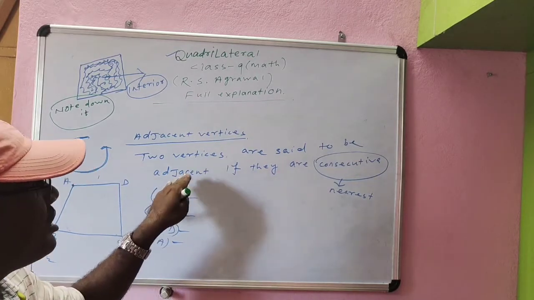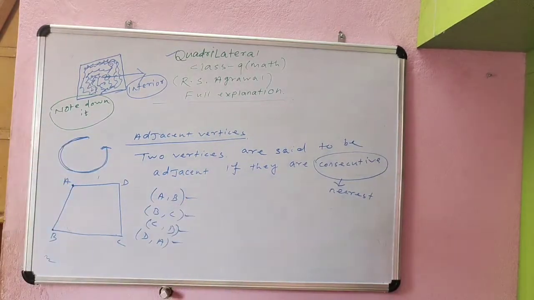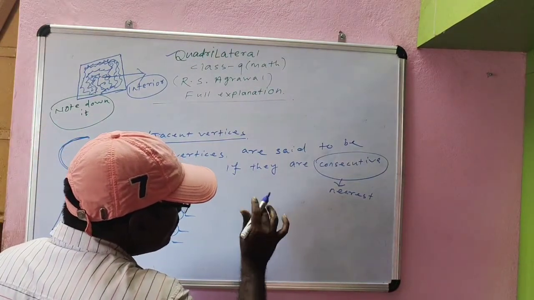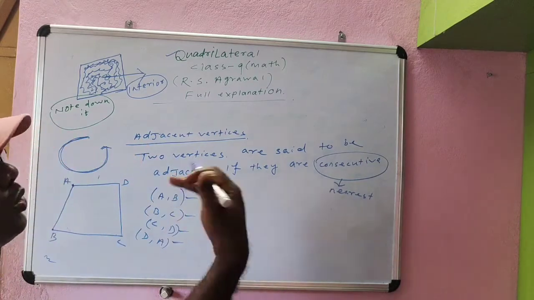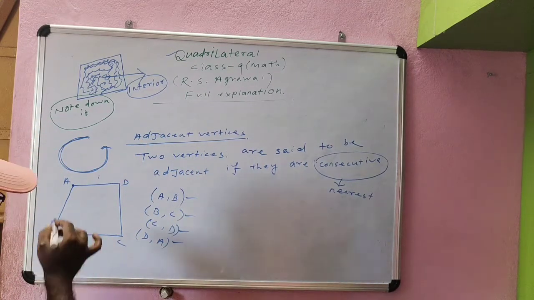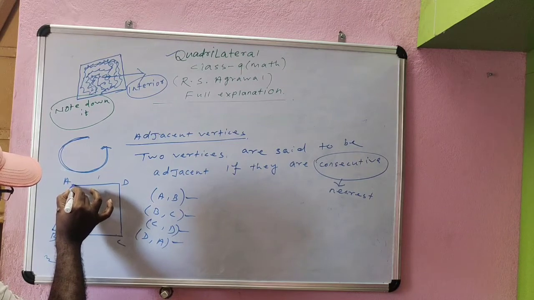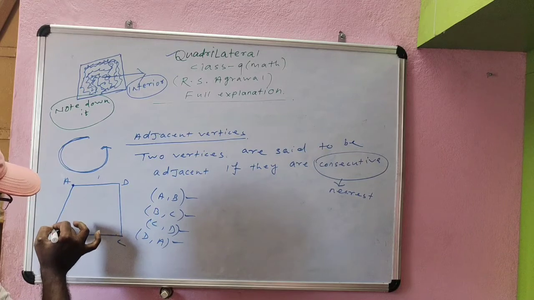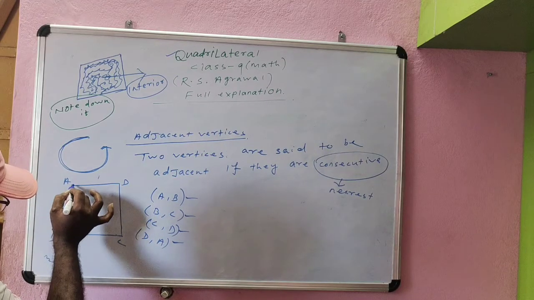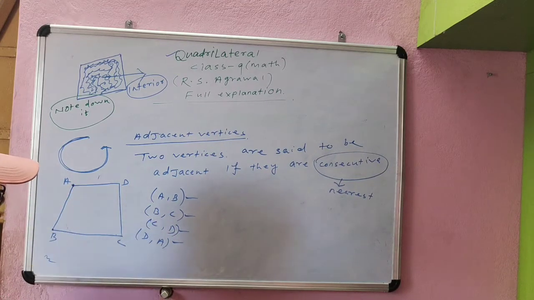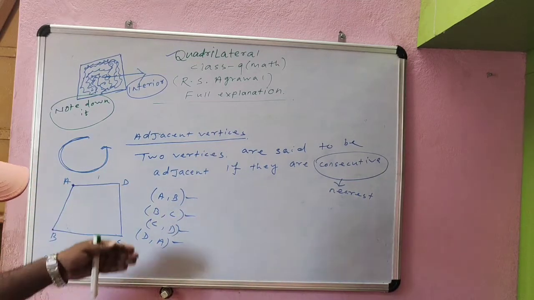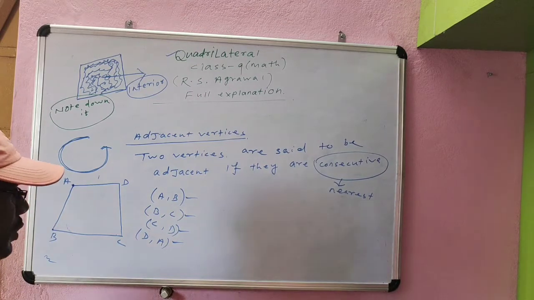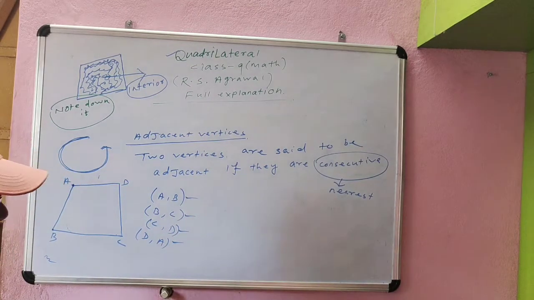So adjacent vertices means 2 vertices are said to be adjacent if they are consecutive or if they are nearest, or you can say one is next to the other. It means if you take first A, then the next point is B. So if you take A and B together, then it will form an adjacent pair. In this way there are 4 pairs of adjacent vertices.